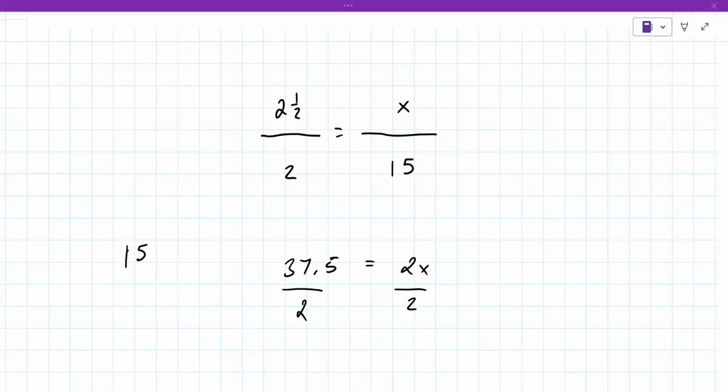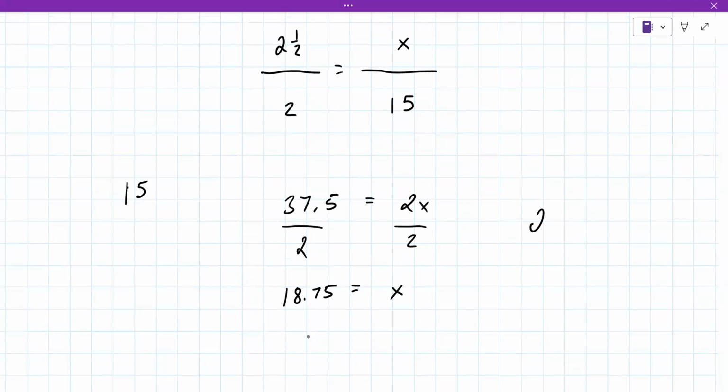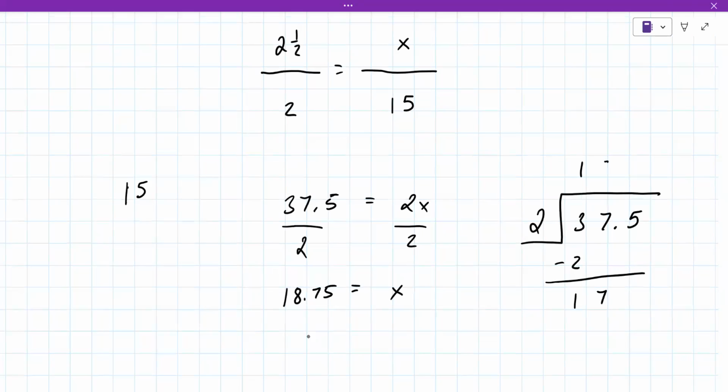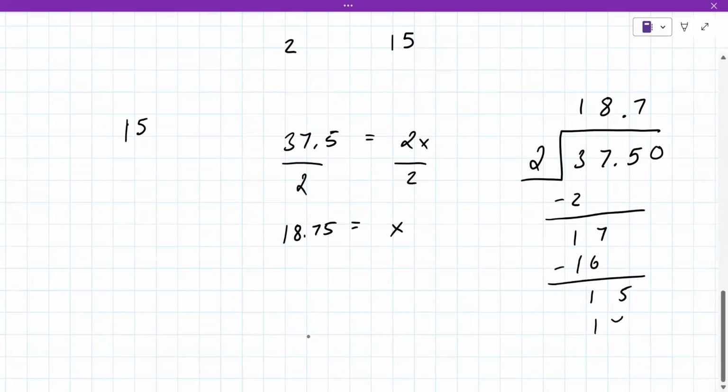17.75. Close, close. It should be 18.75. You want to look that over and see where maybe you went wrong. 2 into 37.5 goes into the 3 one time. Bring down the 7. Oh, maybe that's where I went wrong. I just put a 5 there instead of a 7. So bring down the 5. 2 doesn't go into 5, so you've got to bring down a 0.